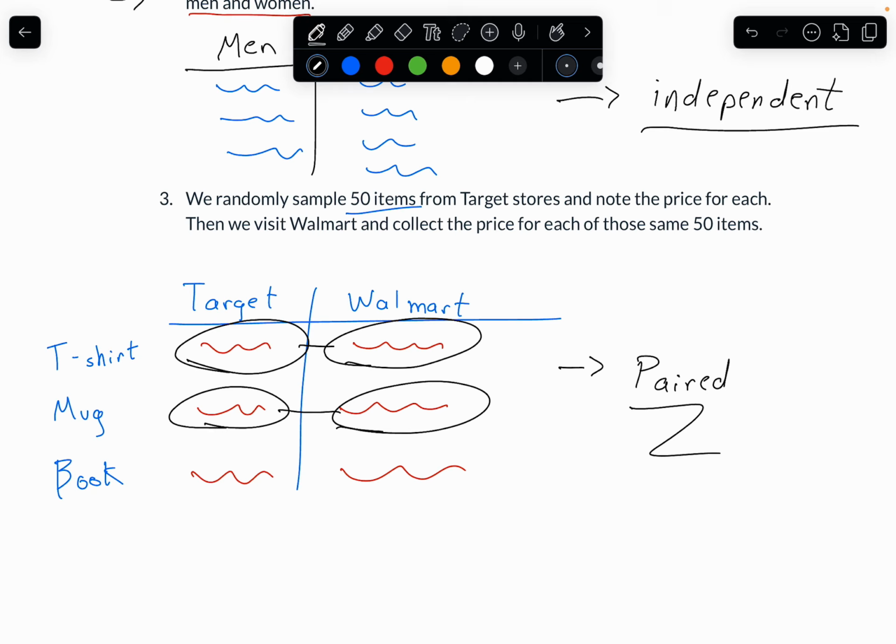making this determination at the beginning of our problem, again, is going to tell us how we're going to continue on with our hypothesis test. It tells us what method we're going to use in order to answer these questions.